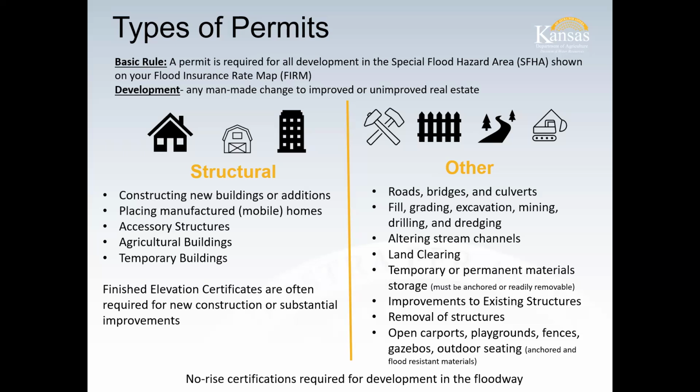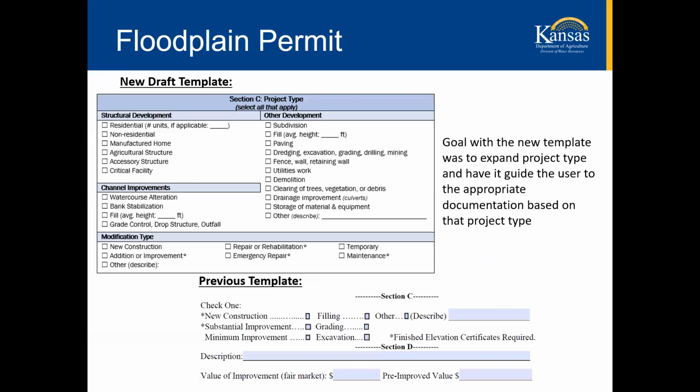Improvements to existing structures will require an elevation certificate if it was a substantial improvement that had to be elevated. But if it's a minor improvement, it's a simple permit. Removing structures, a very simple permit, and then other simple permits for stuff like open carports, playgrounds, fences, gazebos, outdoor seating. They just have to be anchored and made of flood damage resistant materials, and we ensure that they are by issuing a permit. And again, the no rise certification is required for any development that is located within a floodway.